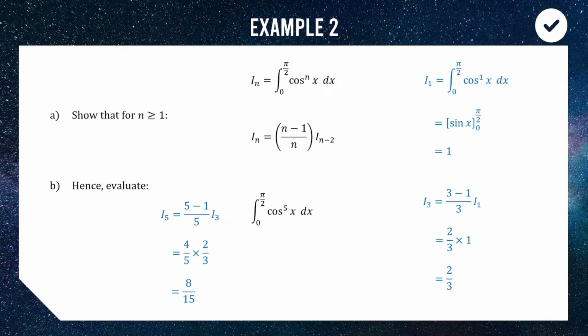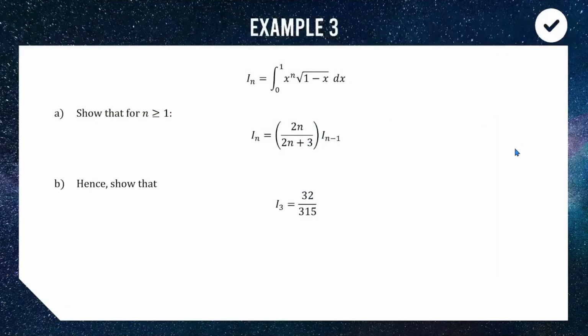All right, groovy. On to example 3, which is probably the most gnarly. So we'll see how we go. Okay, our recurrence relation is, whatever the label, our integral, we have x to that power times the square root of 1 minus x dx, integrating between 0 and 1. Here is our recurrence relation that we are trying to achieve.